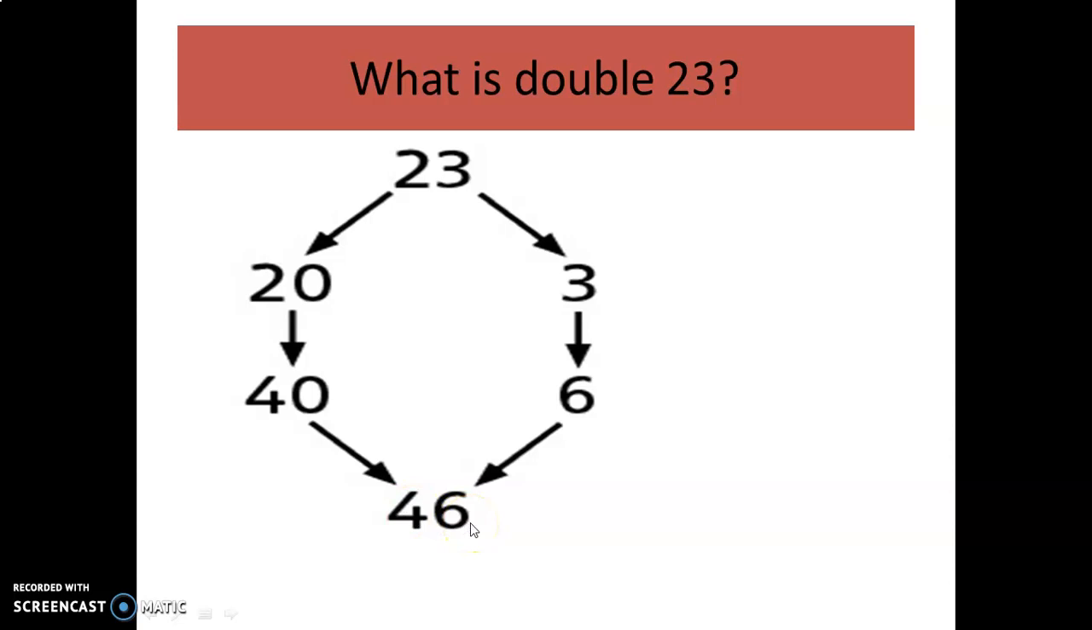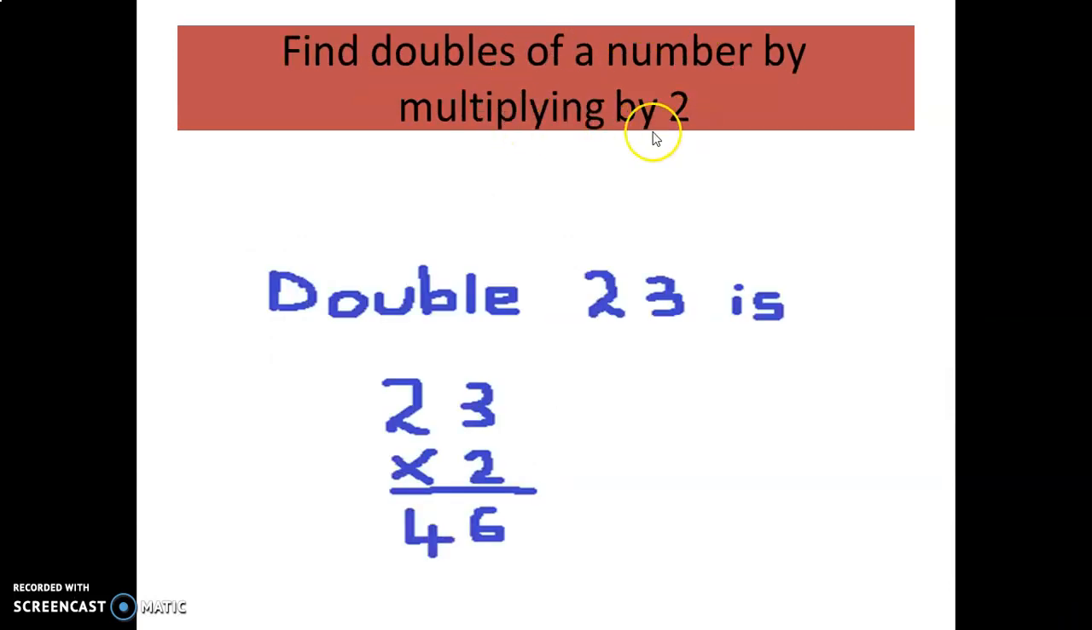So this is partitioning. But now we are going to stick to one formula, and that is what we are going to do. For example, here you're asked to find doubles of a number by multiplying by 2. So what is double 23? Double 23 is, we get 23, then we multiply by 2 to get 46.